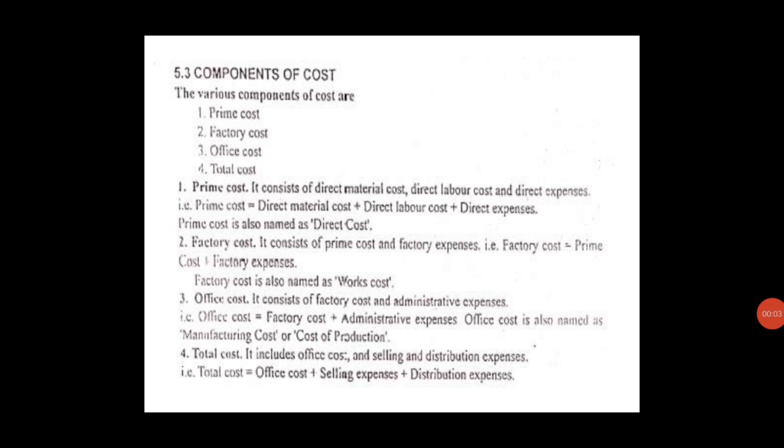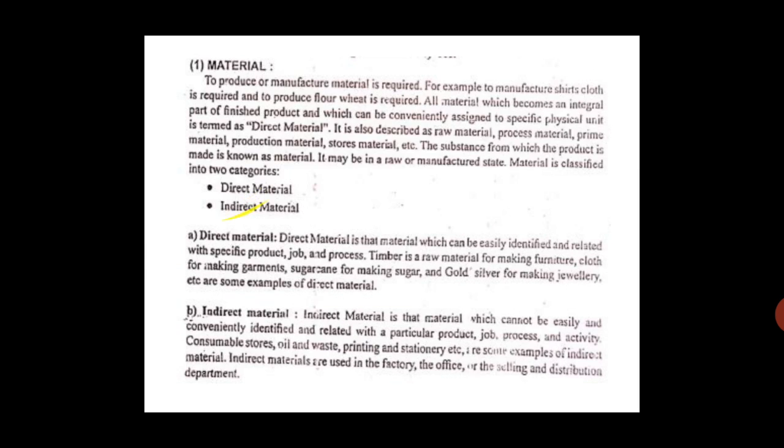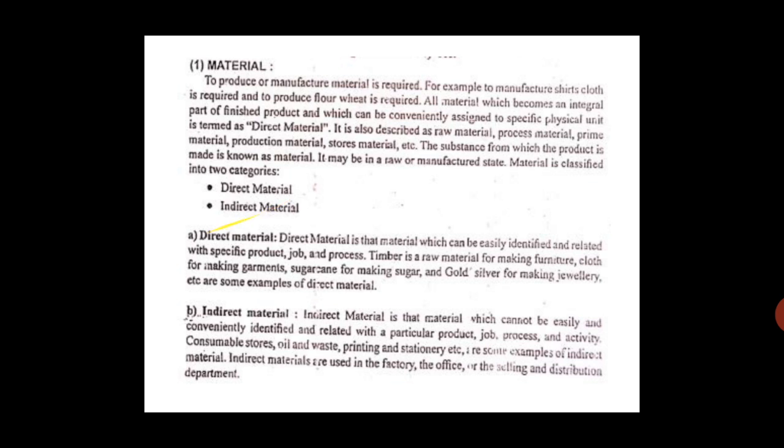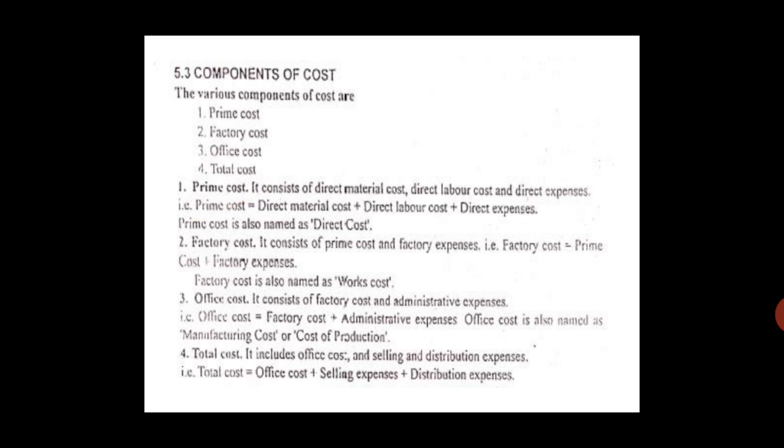Now in this discussion, let us look at the various components of the cost. Totally we will see four components. One is called the prime cost, second is the factory cost, third is the office cost, and fourth is the total cost. Again, if you look back at the elements of cost, you started with material, labor, other expenses, direct, indirect, and then overheads. And overheads you started with works overhead, administrative overhead, selling overhead, and distributing overheads. Similarly, the costs now are prime cost, factory cost, office cost, and total cost.